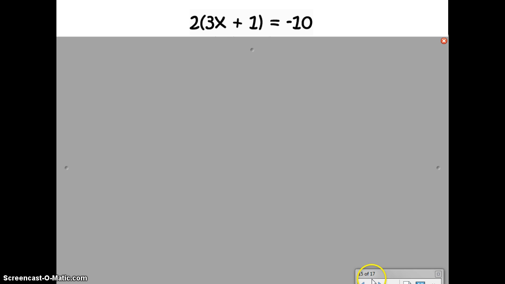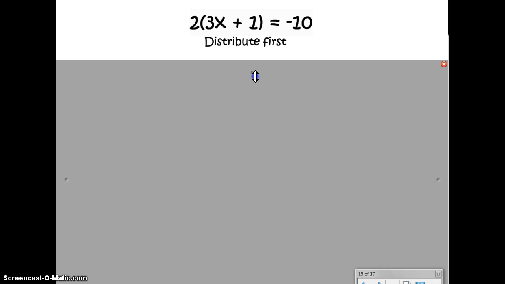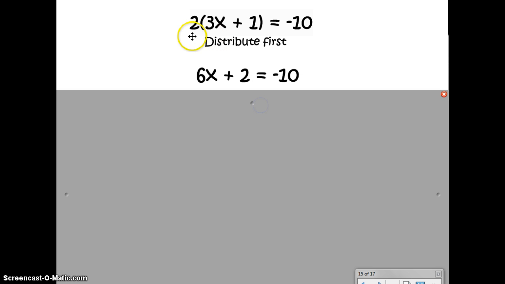When we first look at this example, we notice that there is distribution that we need to take care of. 2 groups of 3x is 6x. 2 groups of positive 1 is a positive 2. We do nothing to the negative 10 on the other side because there is nothing to multiply it with. This 2 only goes with the parenthesis that follows it.